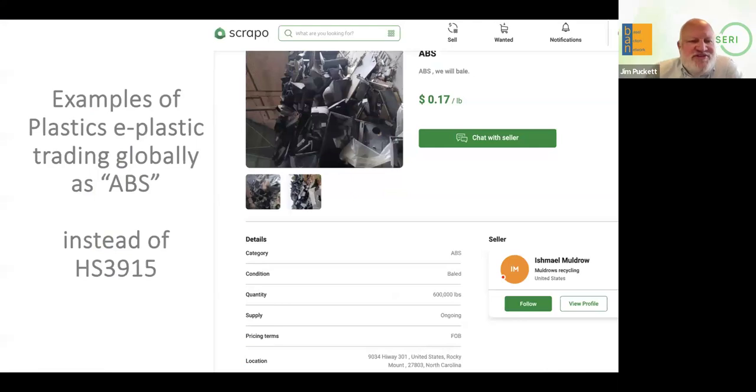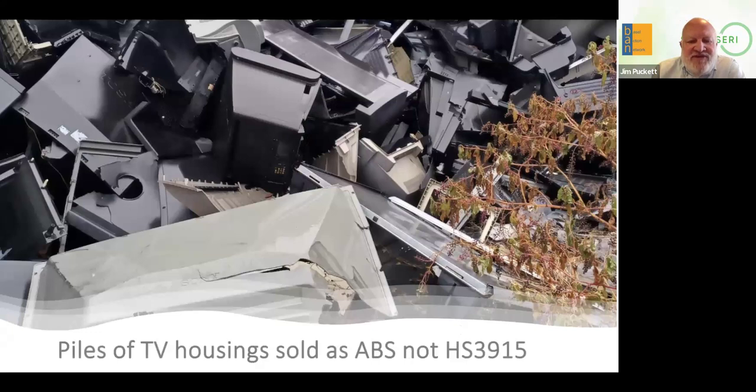And yet we know this is happening. It's happening right now. We're trying to track it. This is a Scrappo screenshot showing somebody trying to get rid of a bunch of TV housings, and they're trying to sell them as ABS. And they even show this picture of obviously massive piles outdoors of this material.